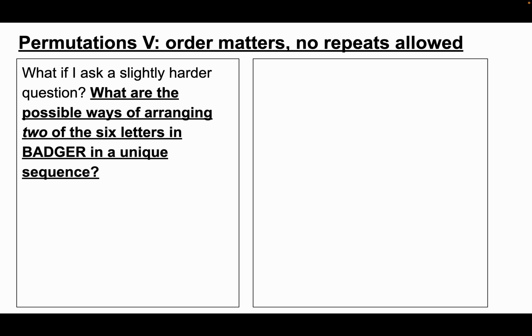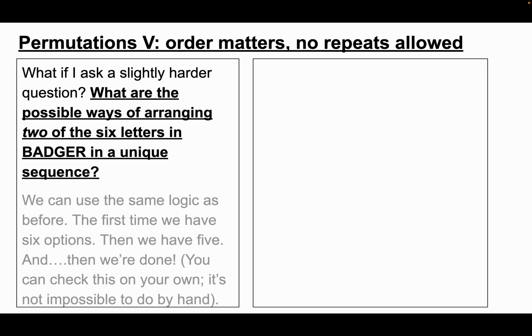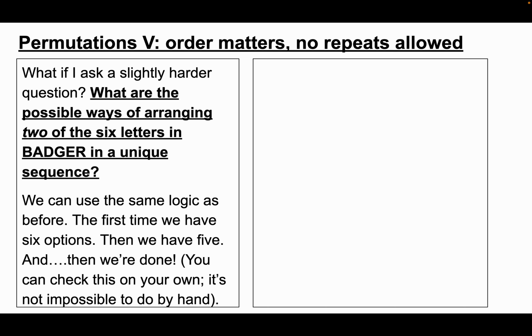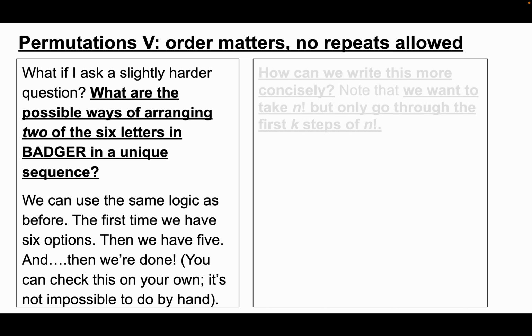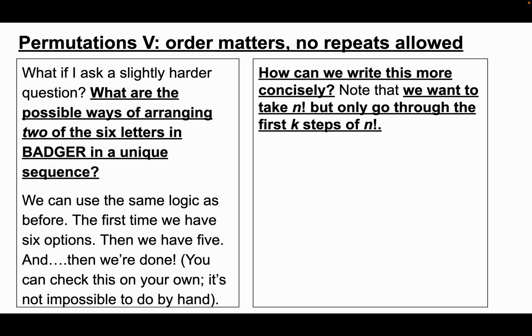What if I ask a slightly harder question? What are the possible ways of arranging 2 of the 6 letters in Badger in a unique sequence? We're going to use the same logic as before, and you can do this by hand. You can just say I have 6 options the first time, then I have 5, and then we're done. You can check this on your own. It's not impossible to do by hand. But I want to ask you, how can we write this more concisely? Because the answer here, 6 by 5, is a little bit problem specific.